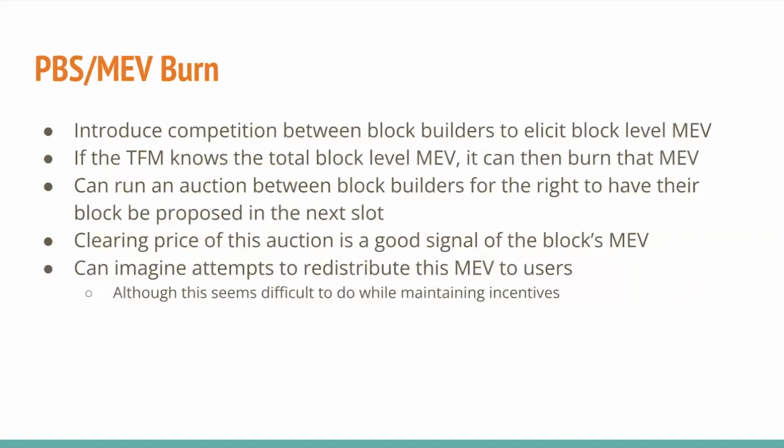And so this final thing is combining PBS and MEV burn. Instead of looking at the transaction level for MEV, this looks at the block level for MEV. So having builders compete, they give different bids for this is basically my MEV value for the entire block as a whole. And then if the TFM knows this value, MEV burn says you can just burn this, and that can shift the incentives. There are various things you can do. You can imagine maybe sending this total block MEV value back to users somehow.